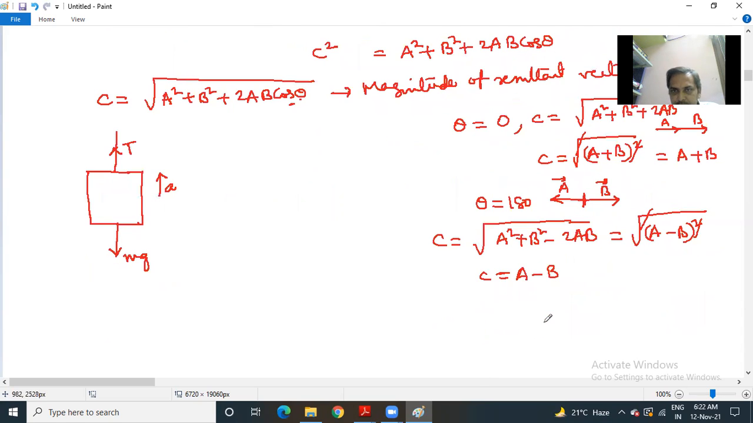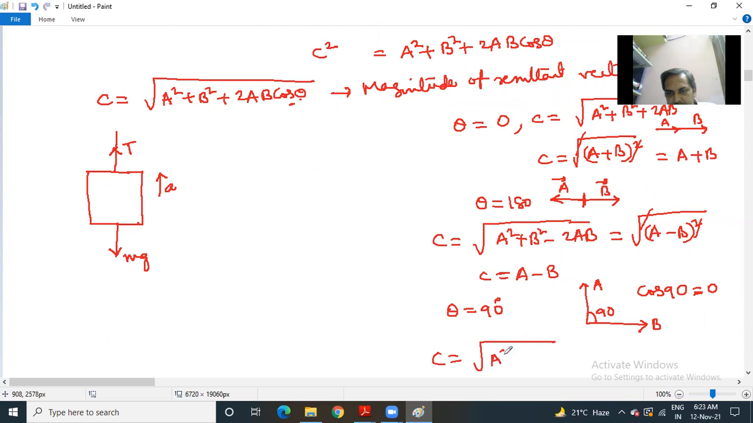Suppose theta is 90. So two vectors, taken as A and B, are acting at 90, like this. The angle between them is 90. So therefore cos 90 is 0. So therefore you will get root over A square plus B square only, because cos 90 is 0, so this quantity gets vanished. So you will get A square plus B square only.